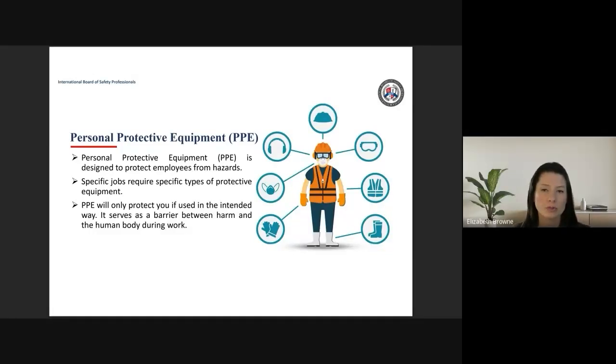Again, our least effective control method is personal protective equipment. It is designed to protect employees from specific hazards. So you have to demonstrate that you know what the hazards are, you know what the risks are, and you have, as an employer, specifically chosen these pieces of personal protective equipment because an employee needs it to protect themselves from the hazard. OSHA and other regulatory agencies don't want to see that you've just told an employee to wear a hard hat because other companies do. You have to justify the need for it.